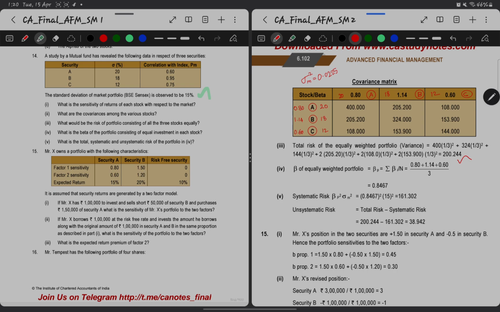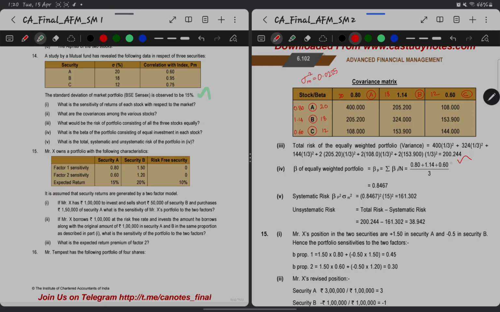Going up with the next requirement, what is the beta of the portfolio consisting of equal investment in each stock? They are asking beta of equally weighted portfolio. So we can directly take the weighted average approach, because beta is the sensitivity towards the market return. Here it is more towards the systematic portion, wherein it will get multiplied with the market return. So here the diversification thing will not apply, because it is just the sensitivity of the stock towards the market return. So beta is a value of sensitivity.